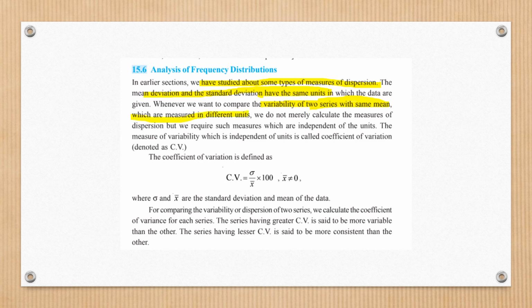So we do not merely calculate the measures of dispersion, but we also require such measures which are independent of the units. So for this we choose our coefficient of variation, and this coefficient of variation has the formula CV is sigma upon x bar into 100 when x bar is not equal to 0, where sigma is the standard deviation and x bar is your mean.